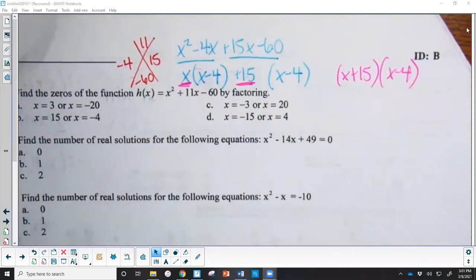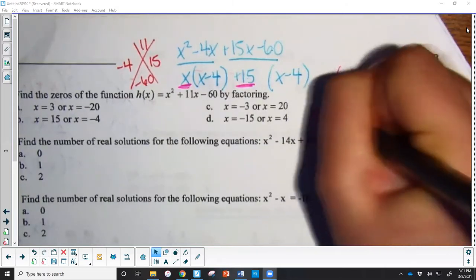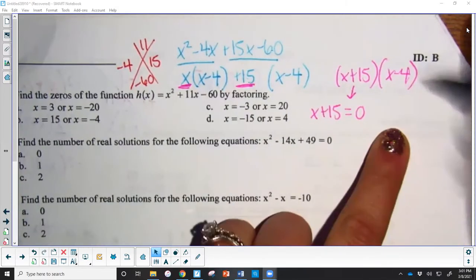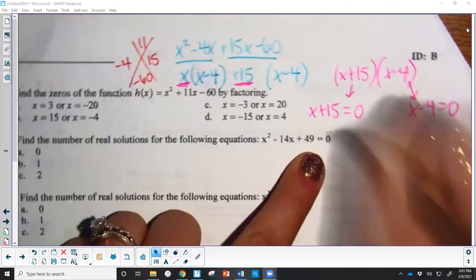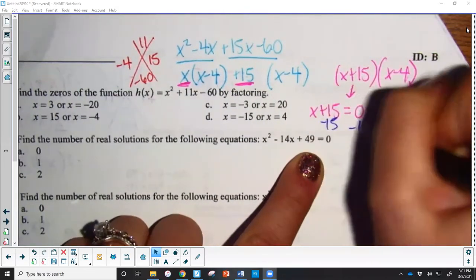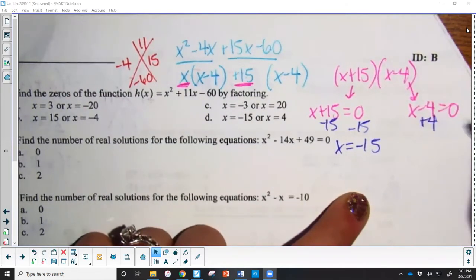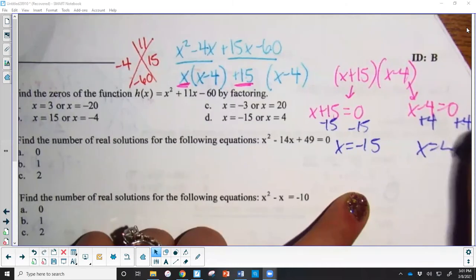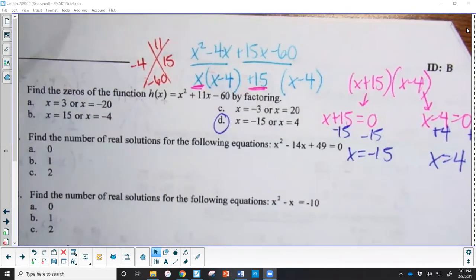Now, that's not an answer choice, because when I look at my answers, I see x is equal to. I don't see parentheses. That tells you you need to take x plus 15 and set it equal to 0. And we practiced this in class. That way, you get x by itself. Then you can subtract 15. X is equal to negative 15, or you can add 4. x is equal to 4. So that is why D is the correct answer here.